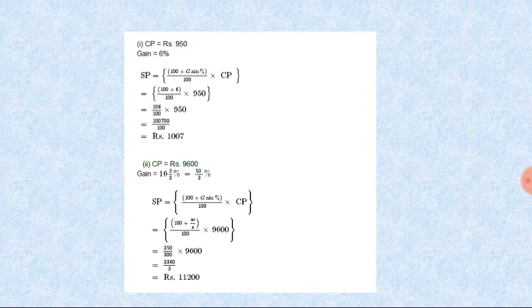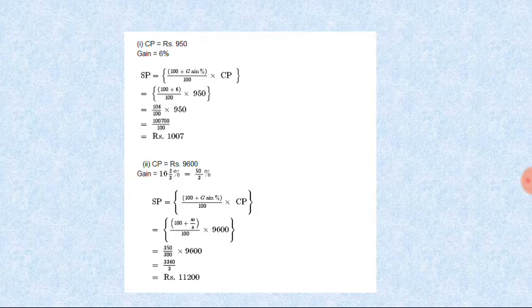CP is equal to rupees 950. Gain percentage is 6%. Find the selling price. SP is equal to 100 plus gain percentage by 100 into CP. So gain percentage is 6. 106 by 100 into 950. So 1 lakh 700 divided by 100. 0 cancel. So rupees 1007. Selling price is 1007.